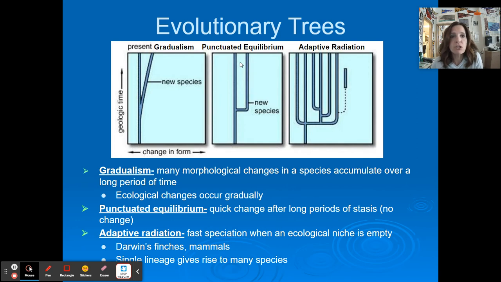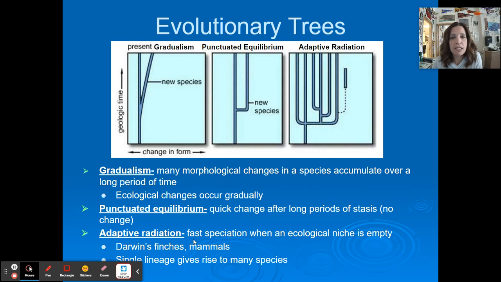Okay, so evolutionary trees, there are 3 types that you need to know. And I would go ahead and pause the video and draw these. Okay, so gradualism, just like it sounds, it's a gradual change. So many morphological, so that's form, changes accumulate over a long period of time. So really small changes happening over a long period of time. Punctuated is this one. So this one is a quick change, right, after long periods of no change or stasis. So it's no change, a quick change, and then again, no change, right?